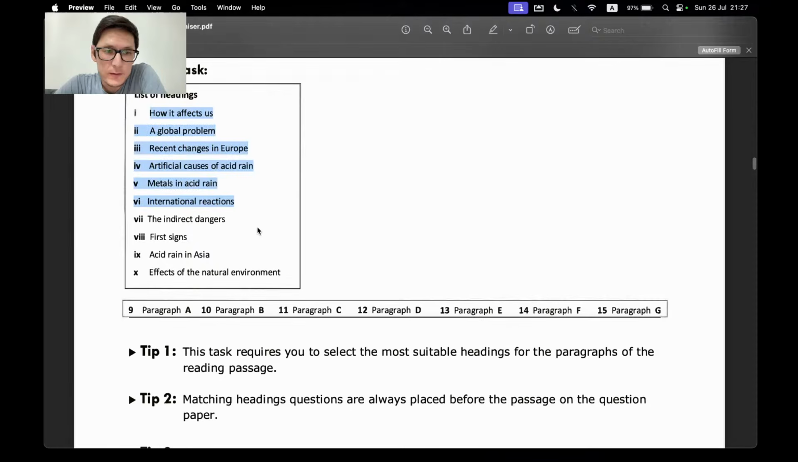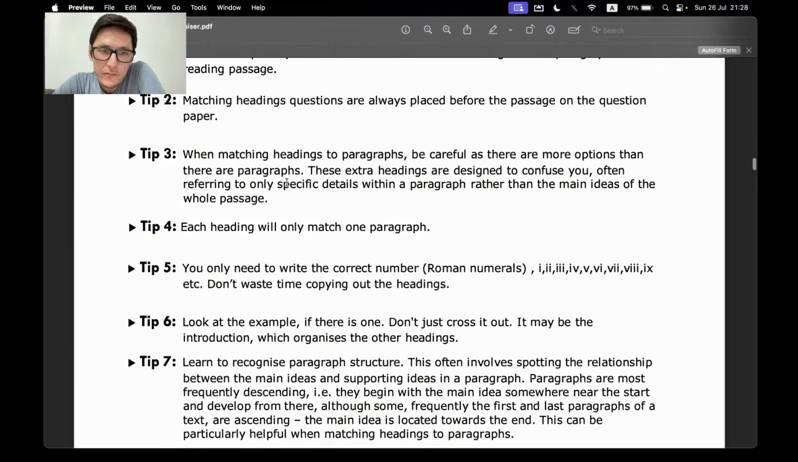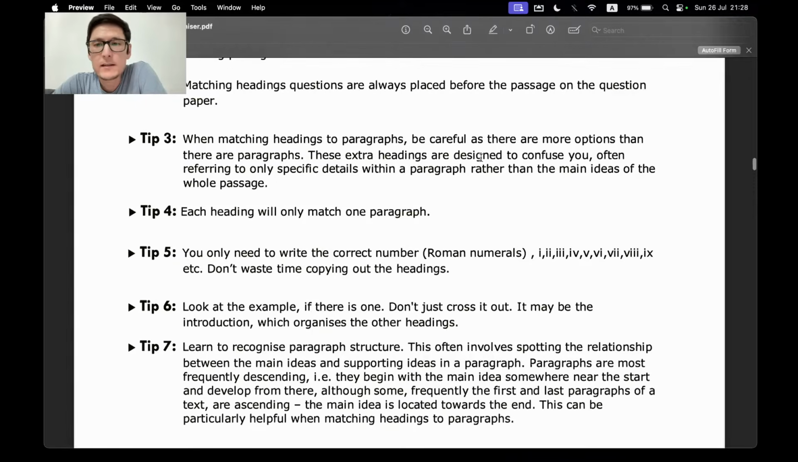For example, here we have 10 options, 10 headings. And there might be, for example, how many paragraphs? 1, 2, 3, 4, 5, 6, 7. 7 paragraphs and 10 options. 3 extra options here. So these extra headings are designed to confuse you, often referring to only a specific detail within a paragraph rather than the main idea of the whole passage.